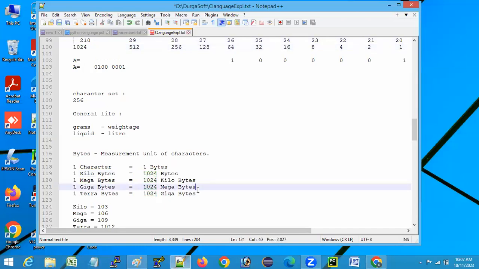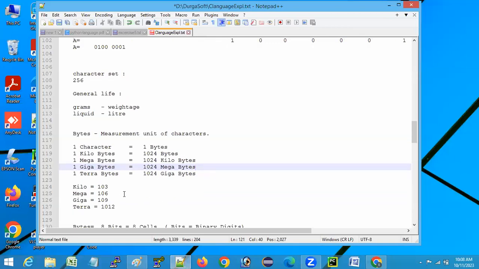So that's why 1 kilobyte equals 1024 bytes, 1 megabyte equals 1024 kilobytes, 1 gigabyte equals 1024 megabytes, and 1 terabyte equals 1024 gigabytes. Like that, peta and nano are there. As your technology increases, the measurements also go on increasing.